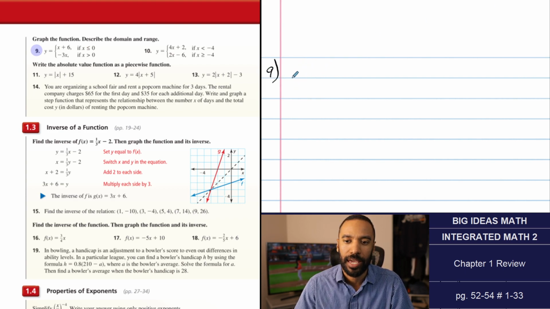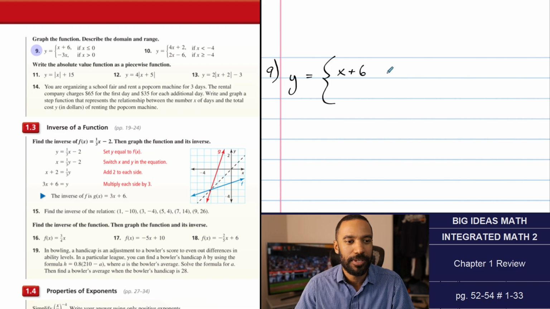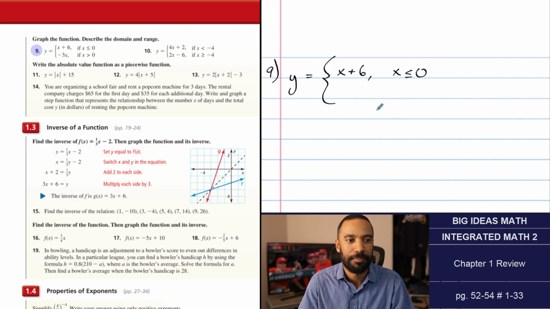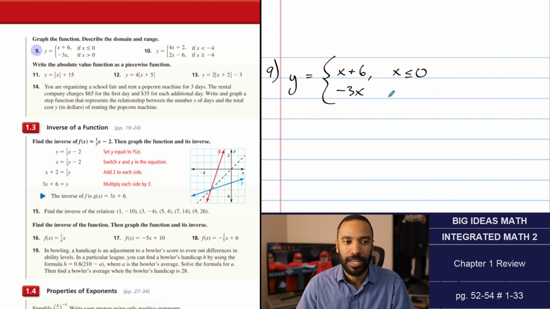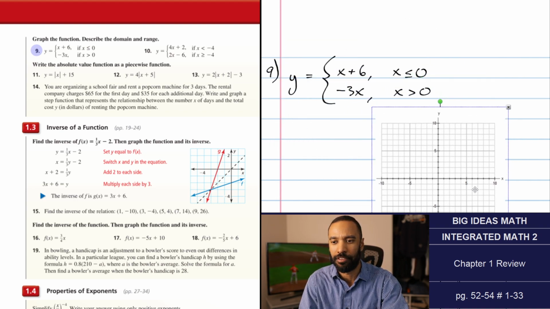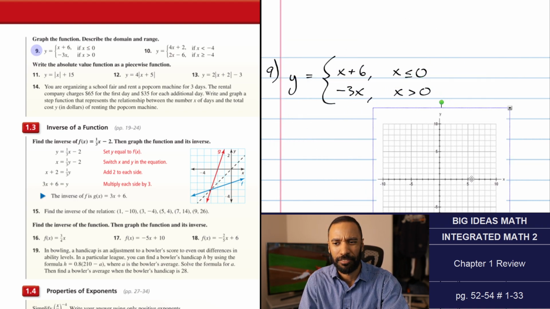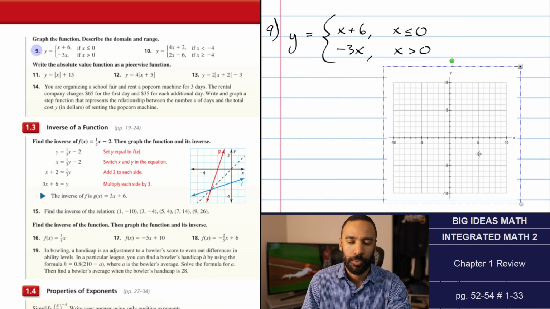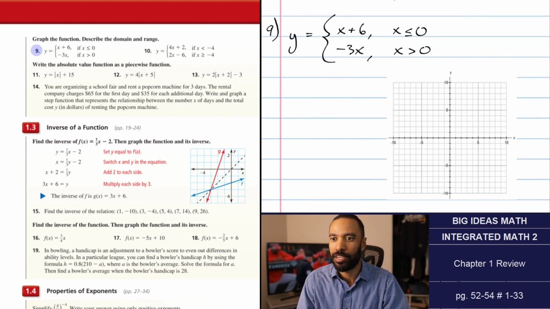So number 9, we get y equals, in curly braces, x plus 6 if x is less than or equal to 0, and -3x when x is greater than 0. We're once again on that. So at least this one looks enough like the example that you could kind of follow along even if you had trouble the first time. I think it kind of allows you to do that. So we're going to go ahead and get this graph in.